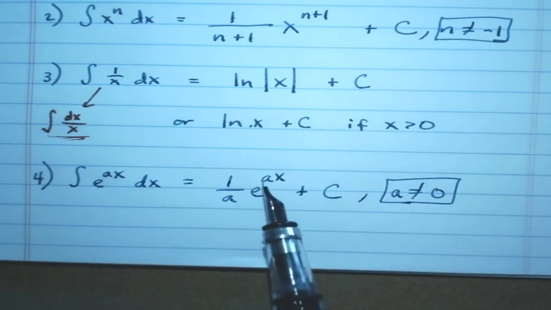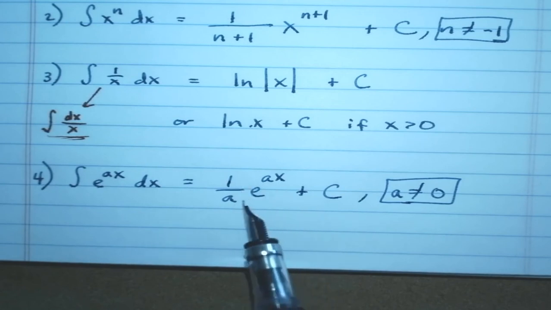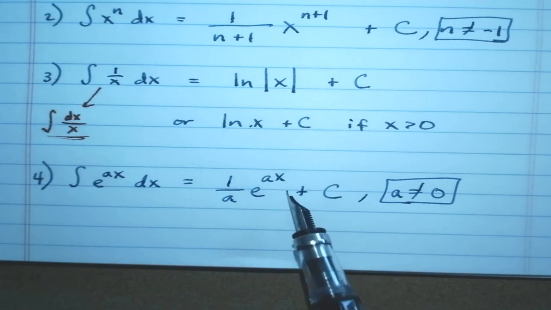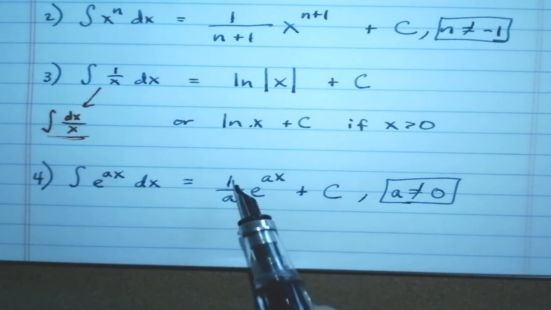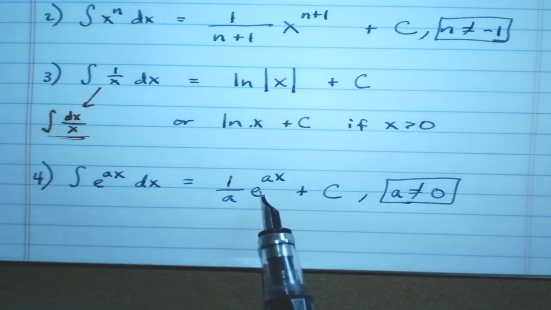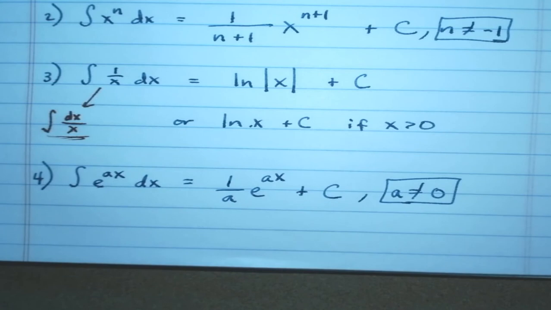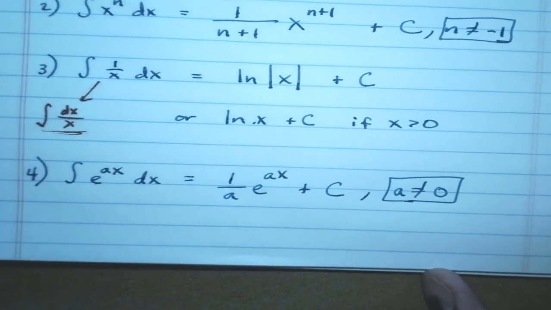So I want you to think about this. If you have e to the 5x times 1/5, what's the derivative? Well, it's going to be 5 times 1/5, which will be 1. And the derivative of e to the x is e to the x. Okay? So this way, you would get the derivative. Okay? So it's the derivative rule backwards. So those are our 4 big antiderivative rules.